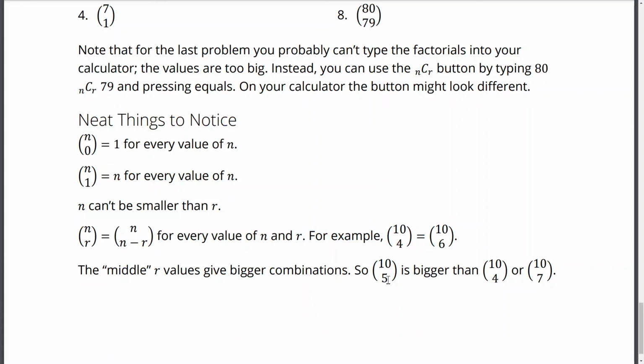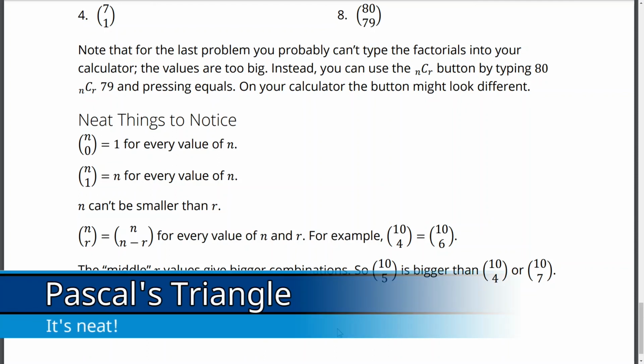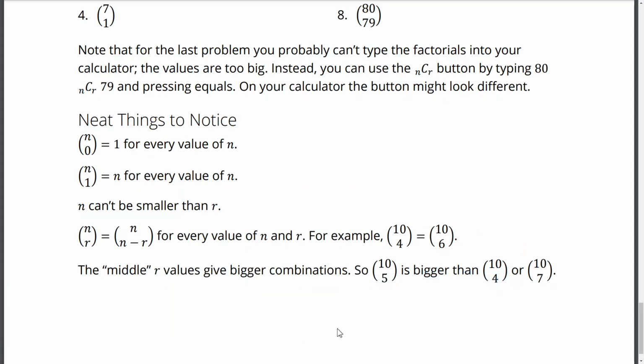And you can try that out with some smaller numbers. 10's actually kind of big, but maybe try it out with all the 5 chooses or the 6 chooses and write them down and see how the patterns go. And if you're really interested, you could look up combinations and Pascal's triangle, and you'll see that there's a cool pattern that happens there as well.